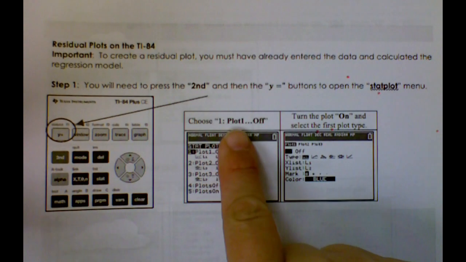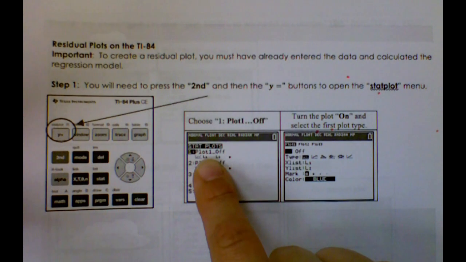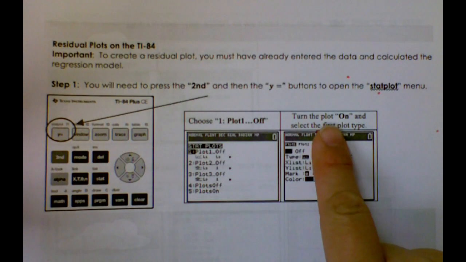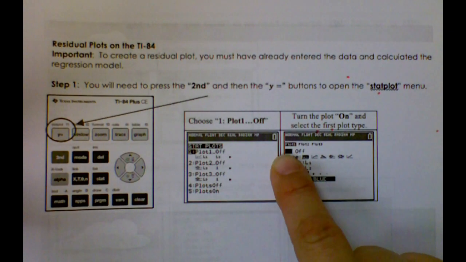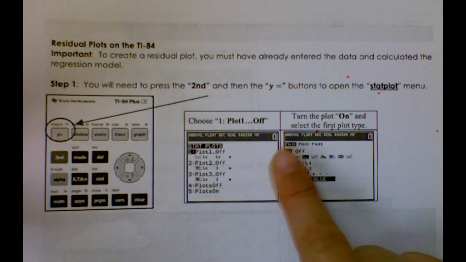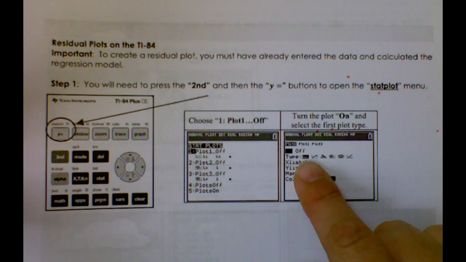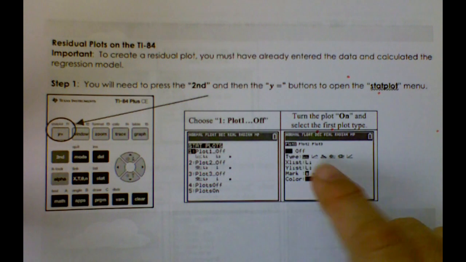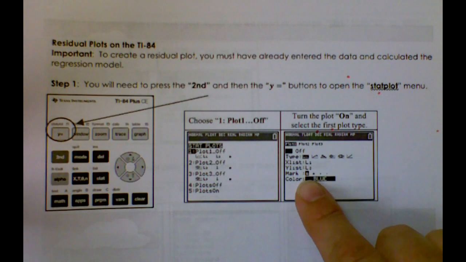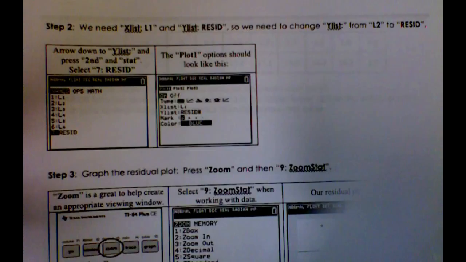So you'll choose plot 1 where it says off. You'll have to turn plot 1 on. So you'll go over to on. Make sure when you're done you turn it back to off, because otherwise your calculator might have some issues. We generally will want the first plot type. It's just a dot graph. Your X list, your Y list. You can choose your mark, you can choose your color.